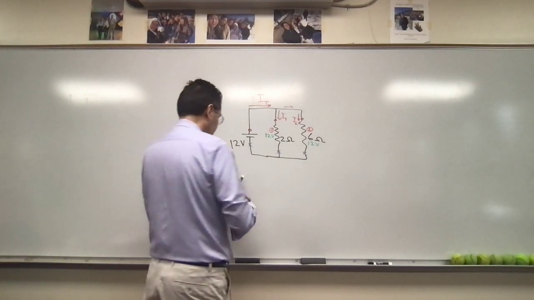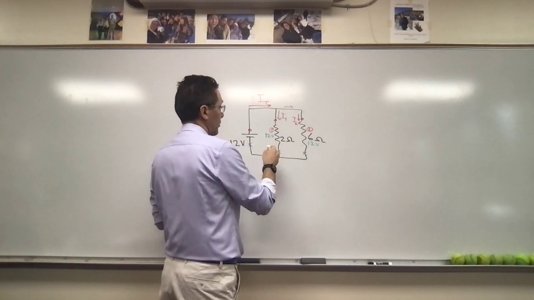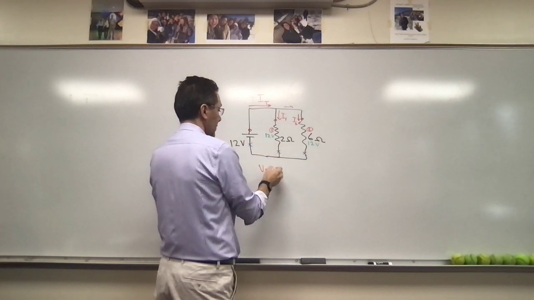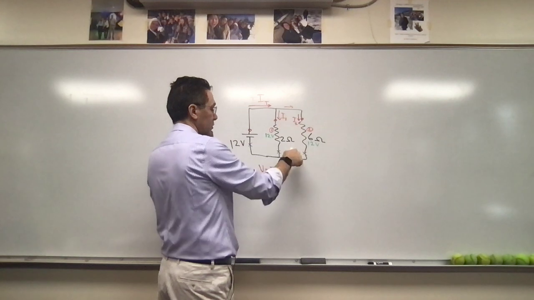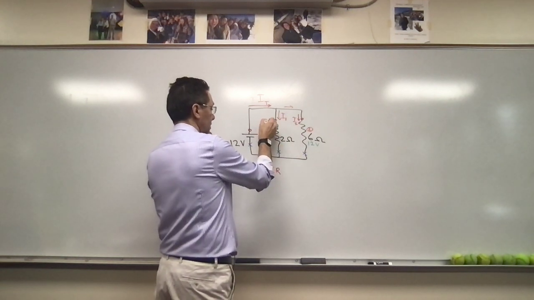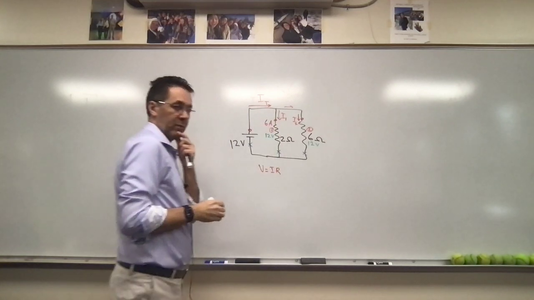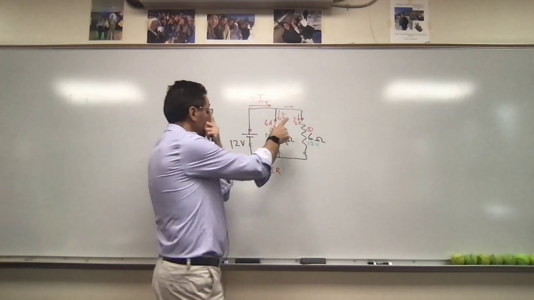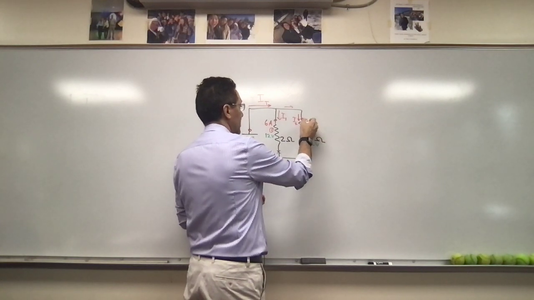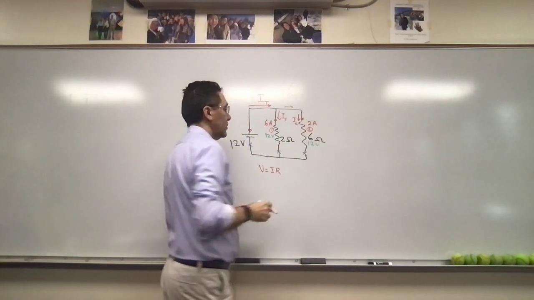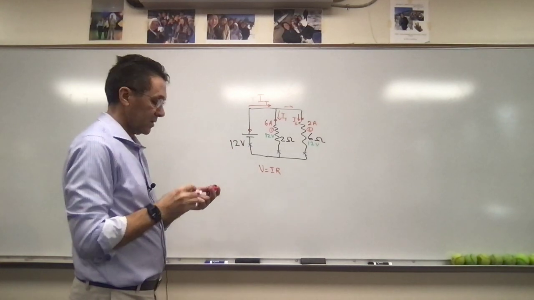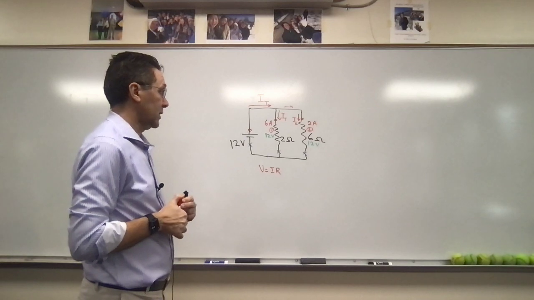So if I want to find the current in the first one, all I have to do is use Ohm's law. Do V equals IR for each branch. The V here is 12, the R is 2, so I'm going to allow 6 amps to go through here. Now to get the other one, we do the same thing. It's 12 divided by 6, which is 2 amps going through the second resistor.